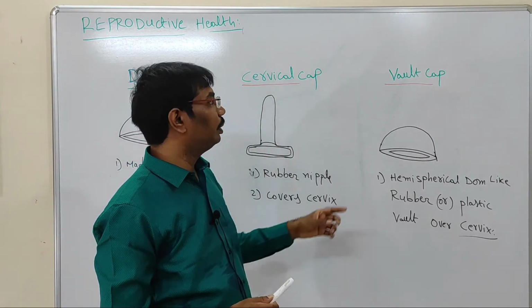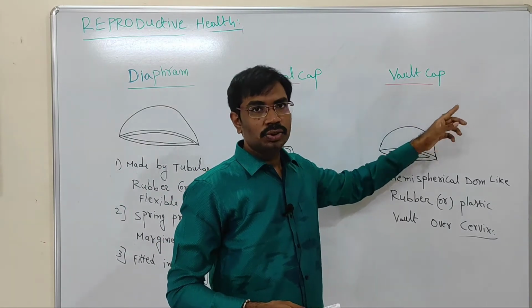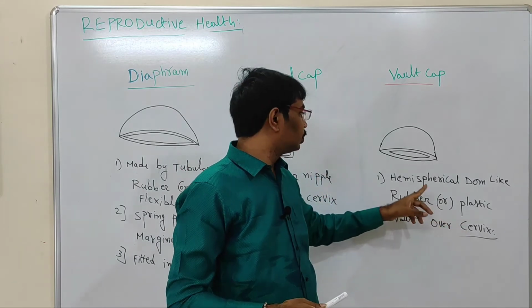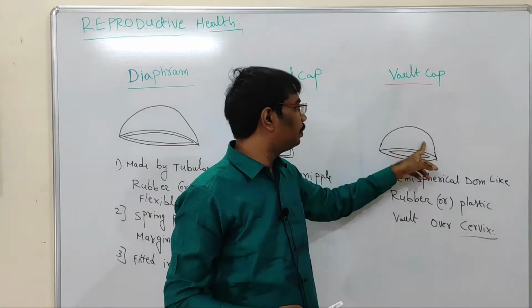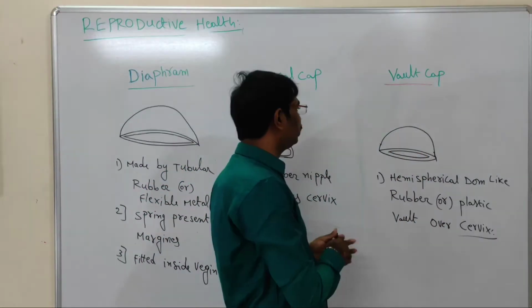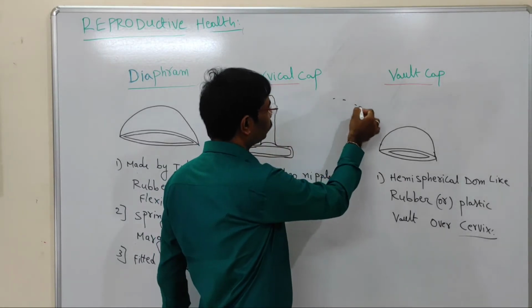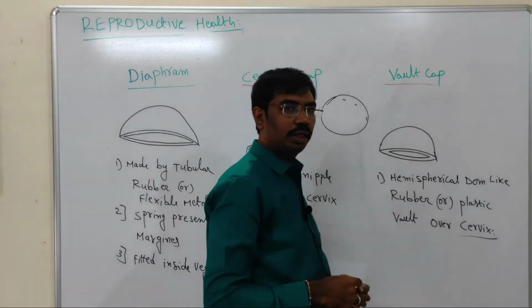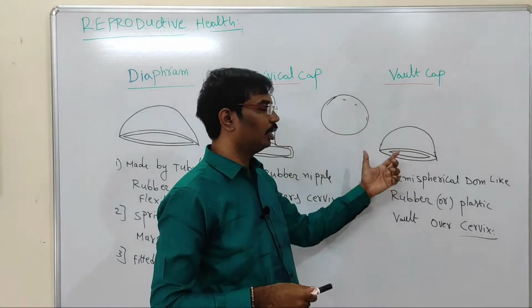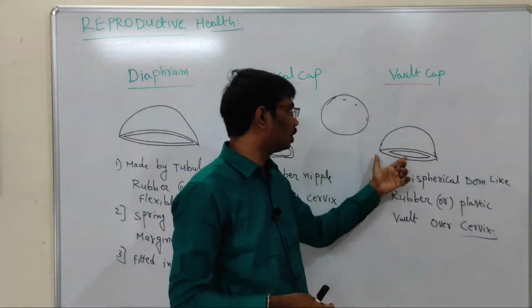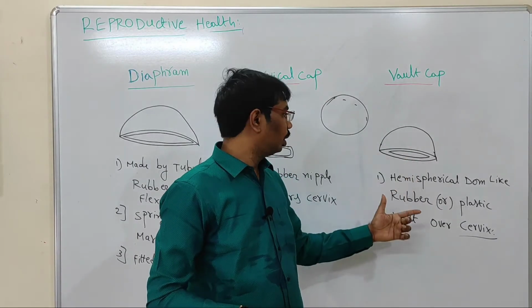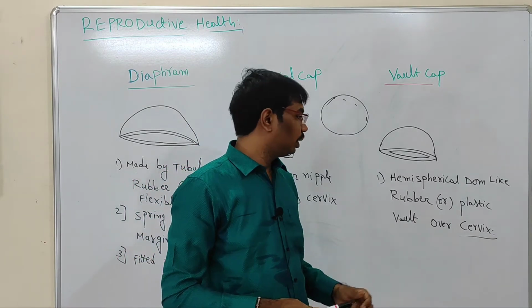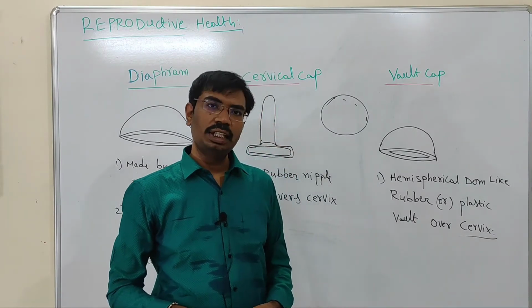Another kind of barrier is the vault cap. The vault cap covers the cervix. See here, it contains a hemispherical structure. A spherical structure is round like this, but this is not a full sphere. It is hemispherical, meaning partially spherical, and it is made of either rubber or plastic. It covers the cervical region.